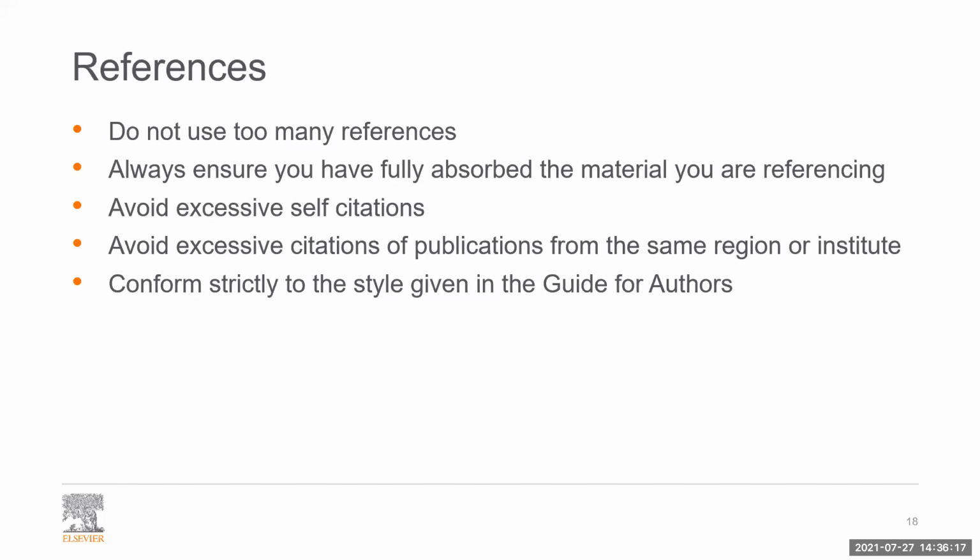Some tips for having a proper reference list are listed here. You don't want to include too many references, especially if they're only tangentially related to your work. You always want to ensure that you have fully absorbed and understood the materials you're referencing. I know especially younger researchers, and I certainly was guilty of this in college at times, reading the abstract and including it as a reference. You want to be careful to avoid that and make sure that you are fully familiar with anything that you're citing. So don't just rely on reading excerpts or isolated sentences or the abstract. Make sure you know what you're referencing.